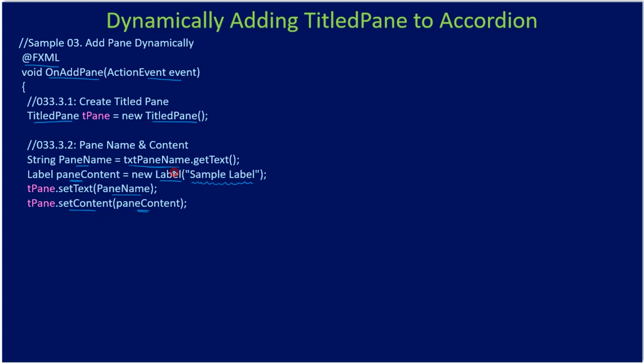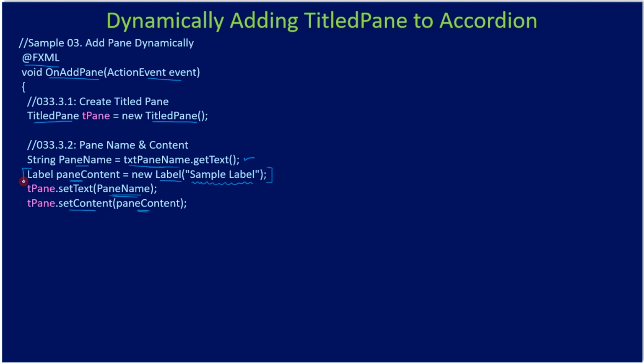If you want to add multiple controls, you can create an anchor pane or some other container and add the controls to it. Then add the container to this titled pane using the set content method. At this moment we are just adding a label to the content pane, and we already set the name also. The name we are taking from the text box, and the label we are just constructing as a static label.